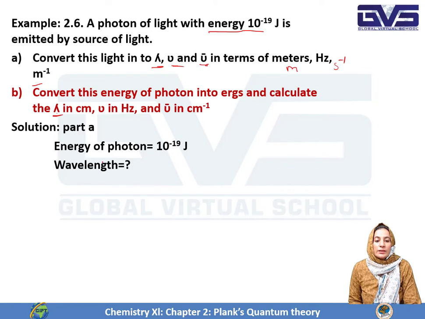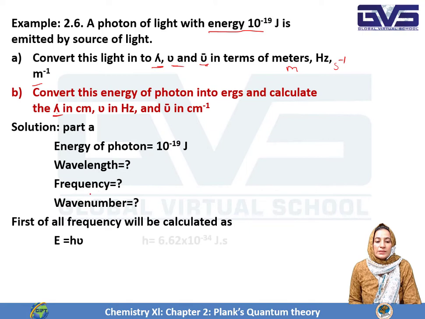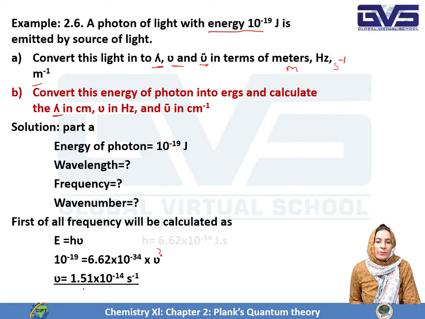Energy of photon is given, you have to calculate wavelength, frequency and wave number. So recall the equation about the energy and frequency, that E equals h nu. That is very simple. h is Planck's constant, 6.62 × 10^-34 joule second. Frequency you have to calculate, energy value is given. Just put the values and solve it. Divide the energy by Planck's constant and you find the frequency. This is 1.51 × 10^14 per second.